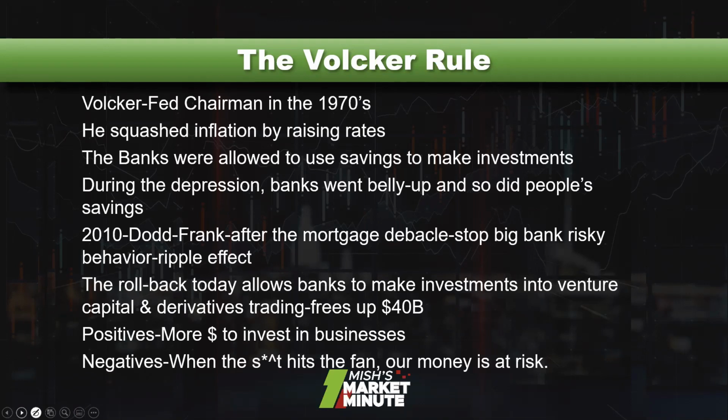So now what happened today was that they rolled back the Volcker part of the rule, which allows banks to make investments into venture capital and derivatives trading. So essentially what that means is banks now will be able to make investments with money that they have, and that would include money that they see fit based on the savings that are in the bank. And basically what it does is it frees up $40 billion in assets.